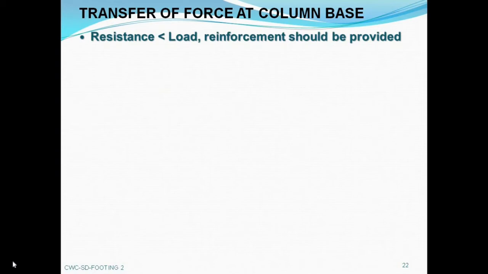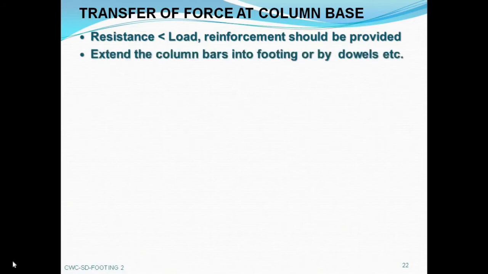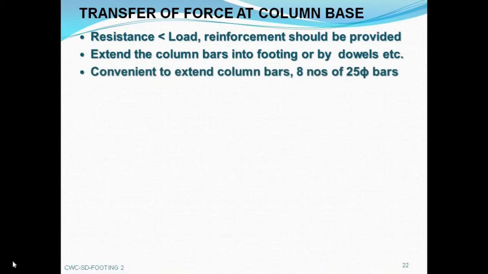for the transfer of full load at the interface to happen. We can do it in different ways, like extending the column bars into the footings by using dowels, etc. In this case, it is convenient to extend the column bars. Just we have to check if embedment length is available or not. So we have 8 numbers of 25 mm dia bars as column reinforcement.